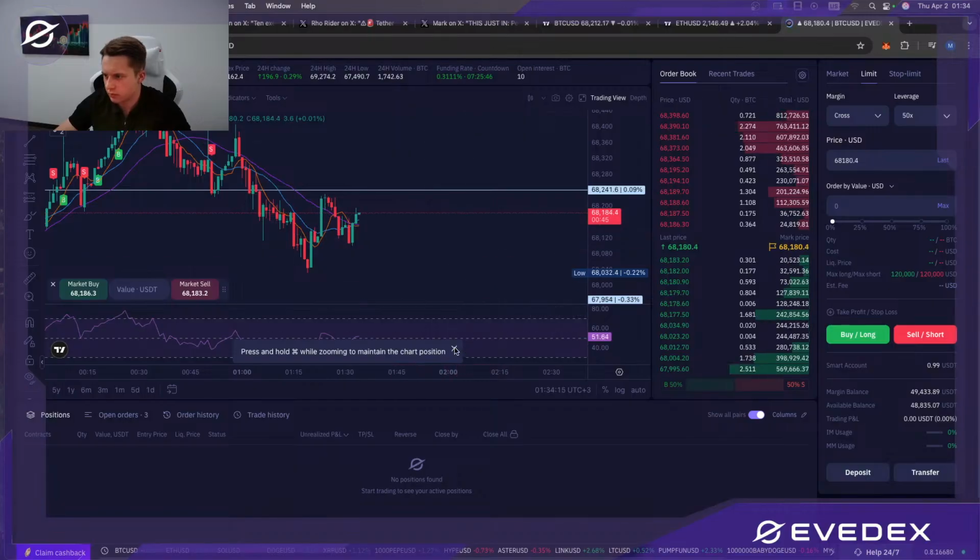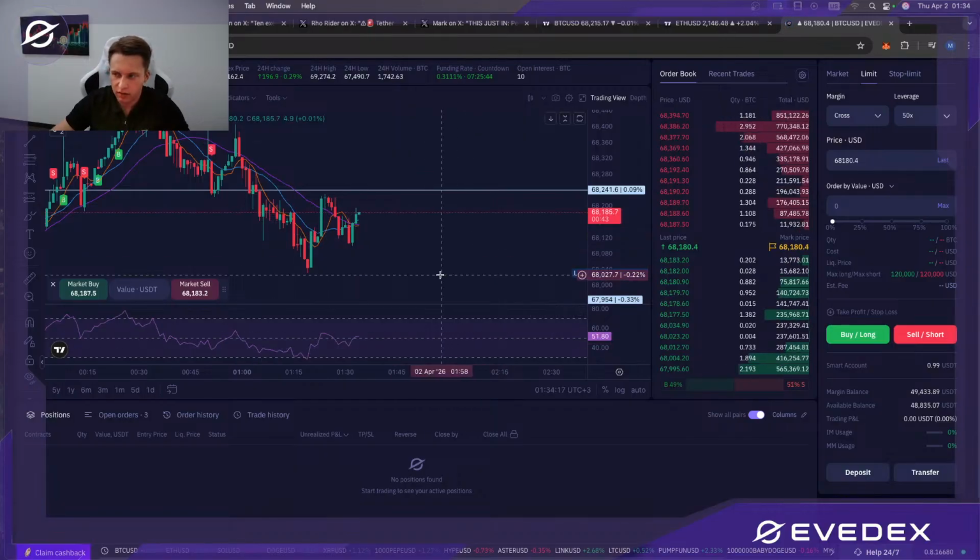We don't want the price coming up to that previous peak though. That would be pretty bad. I want to see a continuation. That's exactly what we want to see.